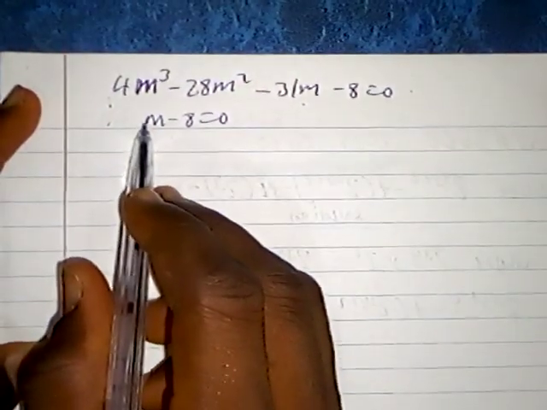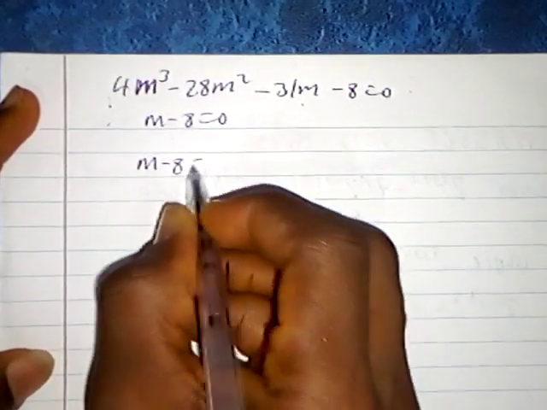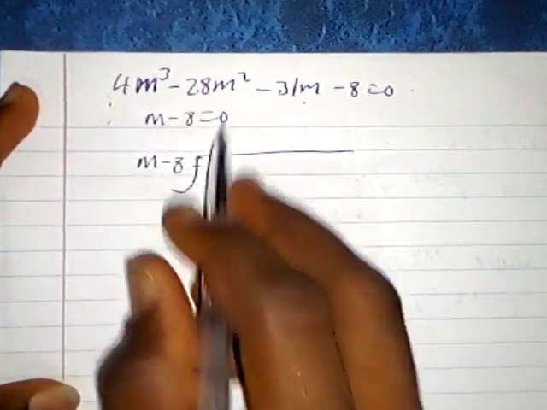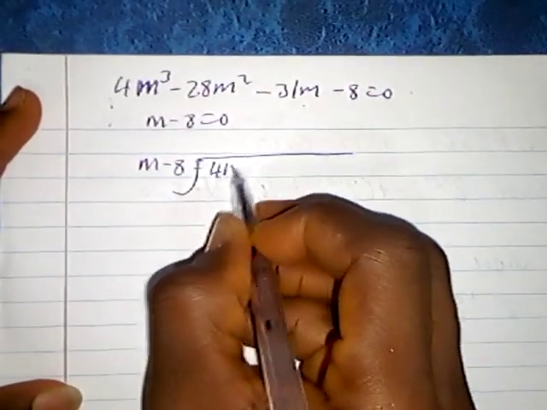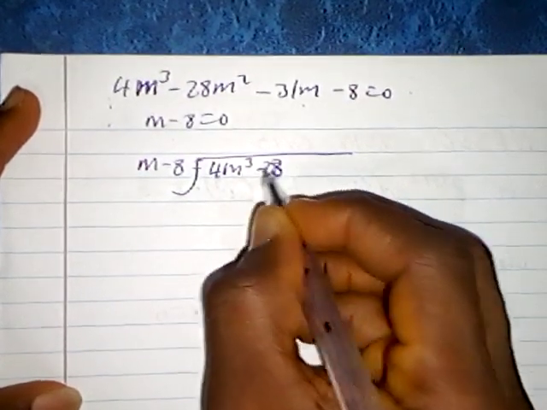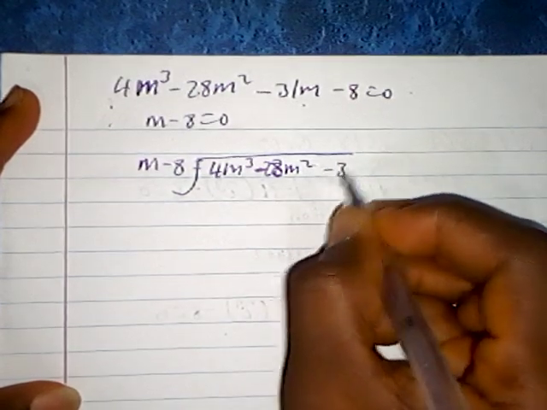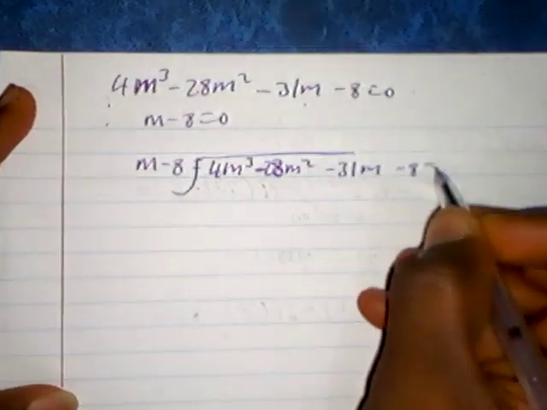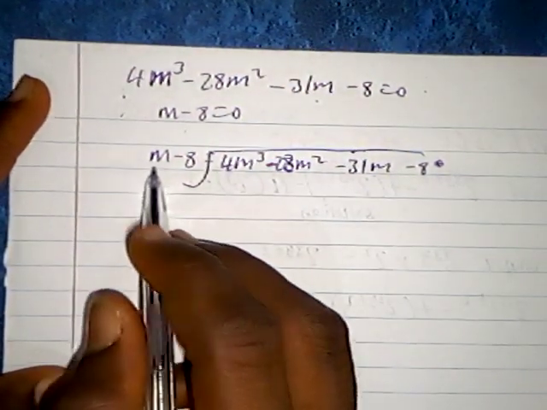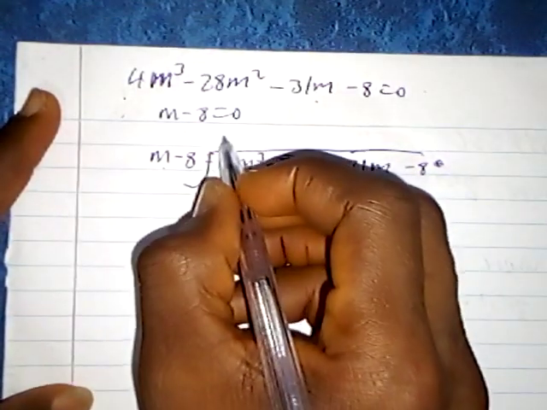Now we go. Now we are going to use the long division method, right? We say m minus 8, right? Good. We take the cubic equation inside. 4m cubed minus 28m square, right? Minus 31m minus 8. Good. So this is the cubic equation. Now we go. We say m into 4m cubed. You are going to have what?